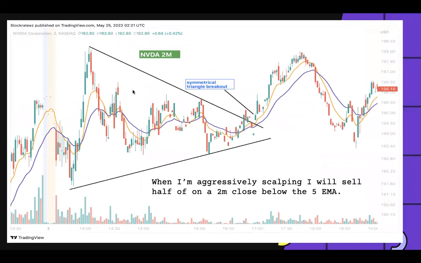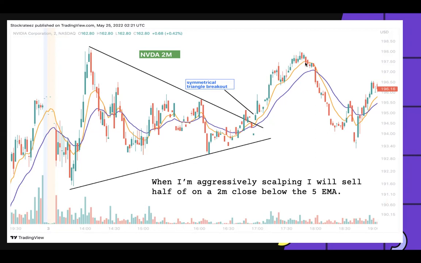All right. Here we have a symmetrical triangle breakout on NVDA 2-minute chart. If I'm being aggressive and I want to take this breakout, I'm going to use the 5 EMA here. I've got the 5 EMA in orange and the 9 in purple. The 5 is the super strong short-term strength, right? So as long as we're hugging the 5, price is trending pretty hard.